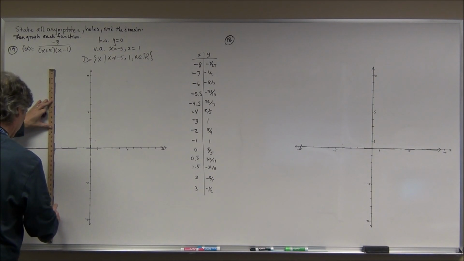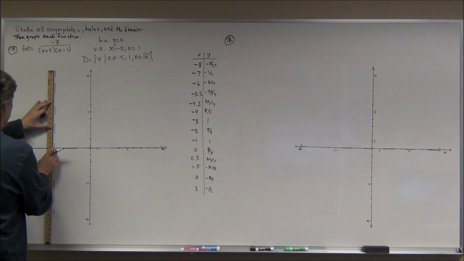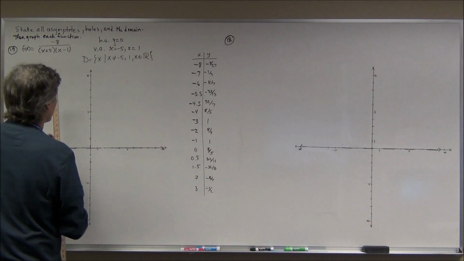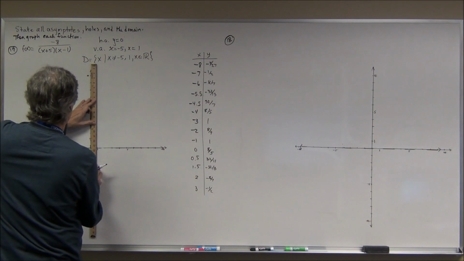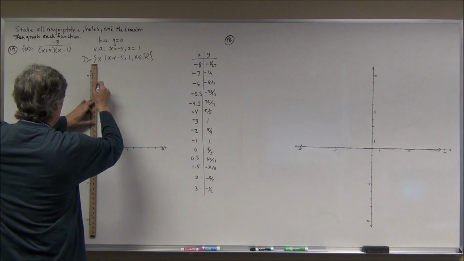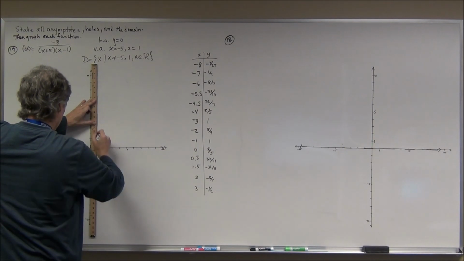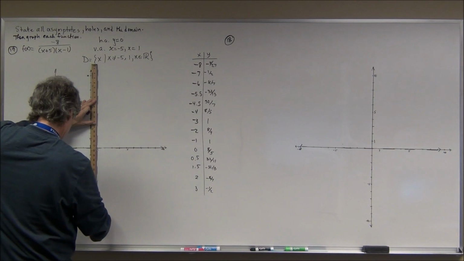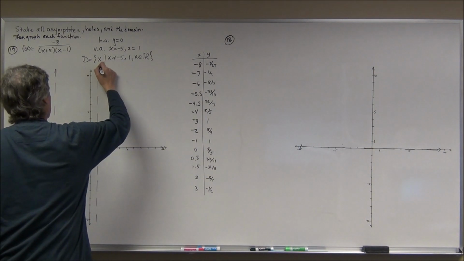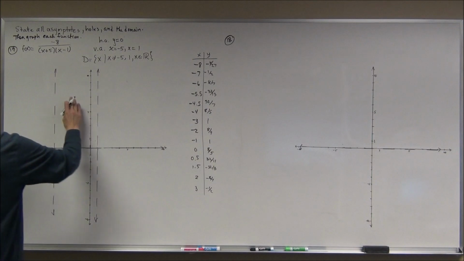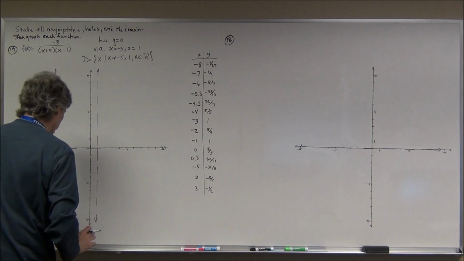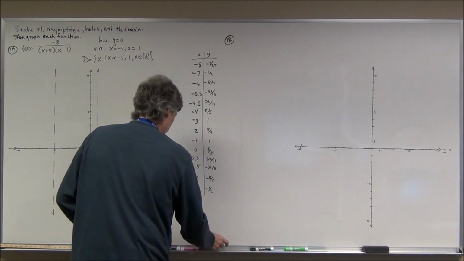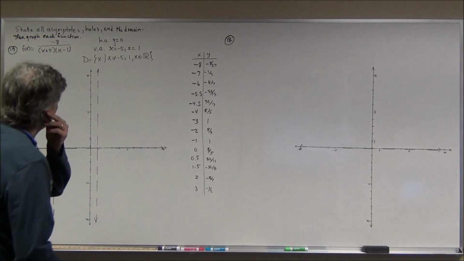Now because I have 2 vertical asymptotes, I'm going to get 6 regions, of which I'm going to probably use just 3 of them. X = 1 would be right here. Okay, and you can see 1, 2, 3, 4, 5, 6 regions. Time to get some points graphed. Let's use the black marker here so you can see it a little bit more readily.